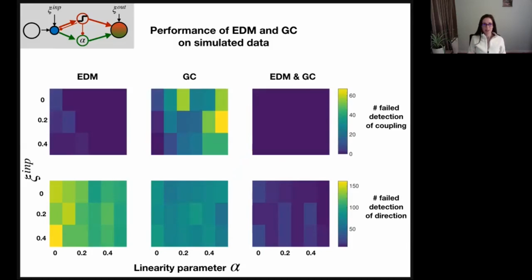What we can see is that EDM was better at detecting coupling and was a bit weaker detecting the direction of the coupling. We can also see that, contrary to my expectations, Granger causality did not perform well as the linearity of the model increased. And my guess is that it's because the nonlinearity was very strong, and then the combination of the two didn't help. Granger causality could not handle it well. Then at last, what we also see is that when we put together the two methods, we can significantly improve the performance.